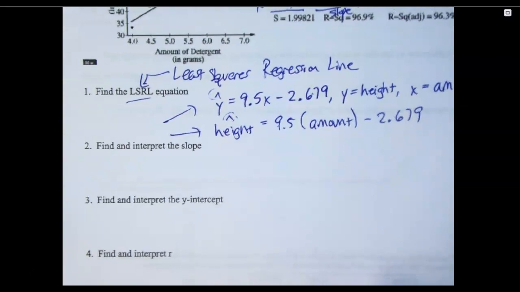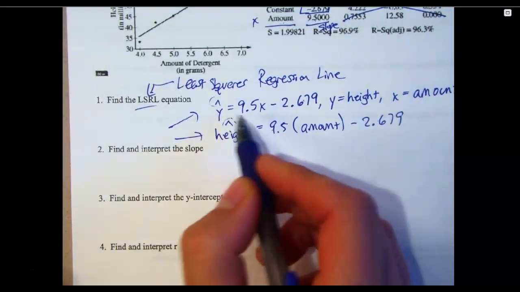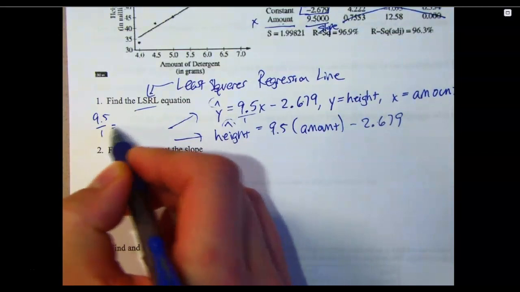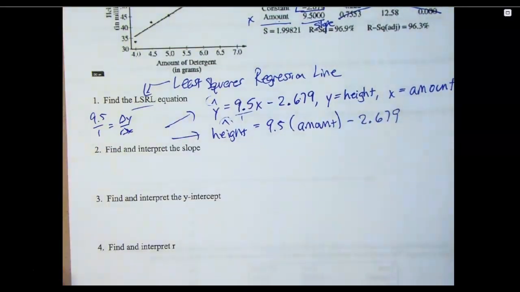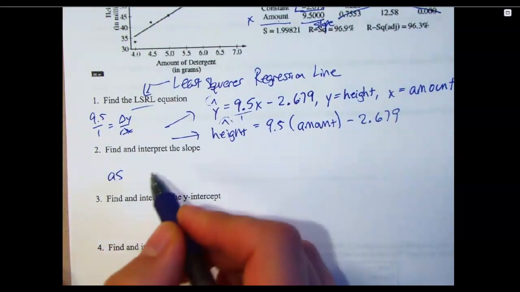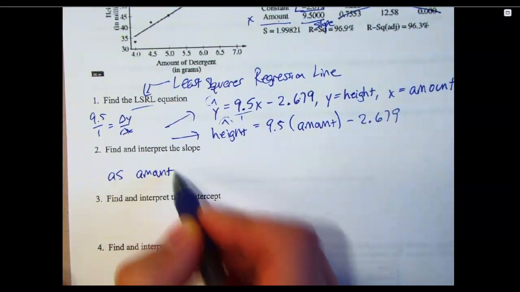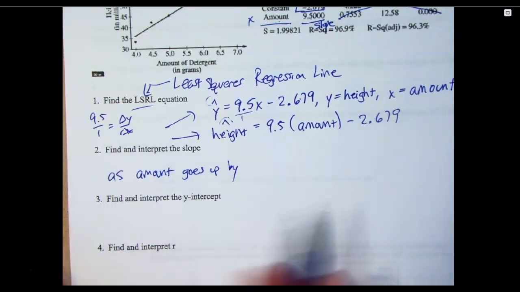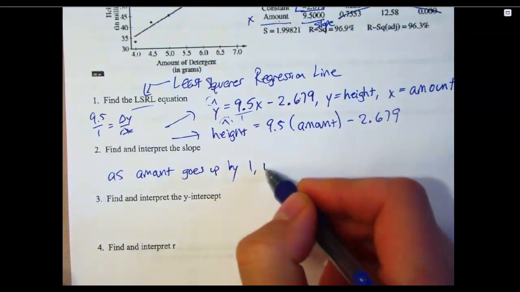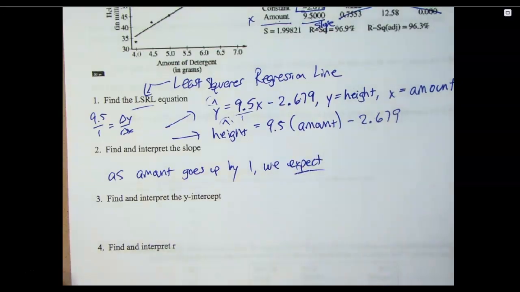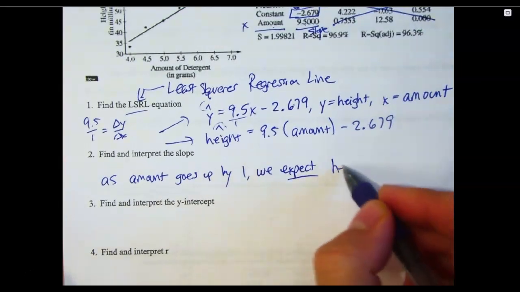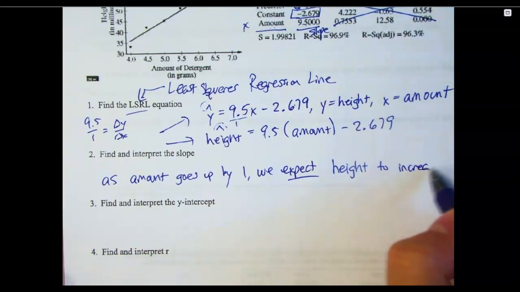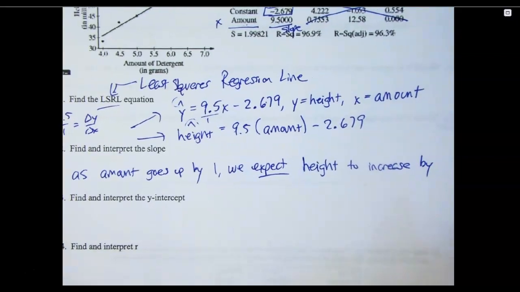Alright, find and interpret the slope. So you notice this, we're just hitting this over and over again. So the slope is 9.5. You can think about that like 9.5 over 1, and that's like your y over your x. So as x, which is amount, goes up by, if I look at my little fraction here, what's x next to it? 1. So as x goes up by 1, remember we expect height to increase or decrease? Increase y. It's positive. By 9.5.